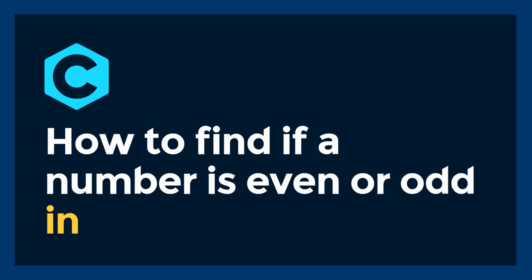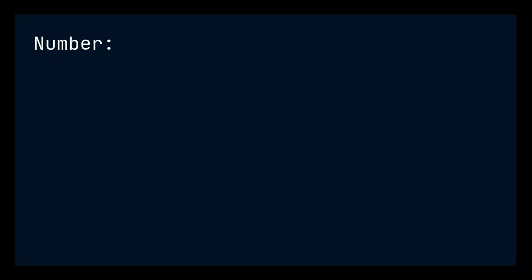In this video, we will learn how to find if a number is even or odd in C. This is the result. First, our program will ask for the number to check. Then, it will tell us whether the number is even or odd. Great. Let's explore our code.